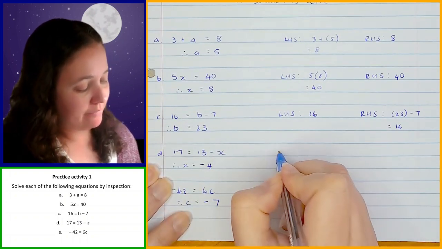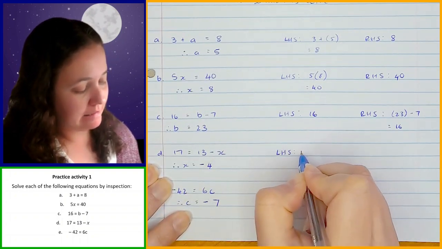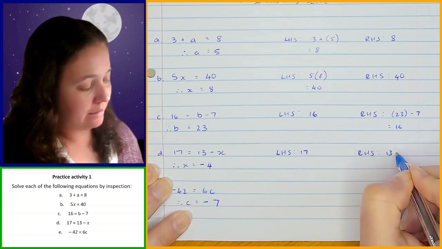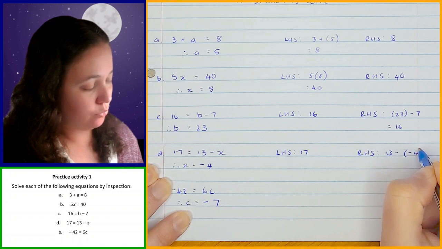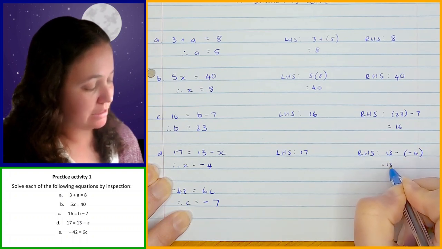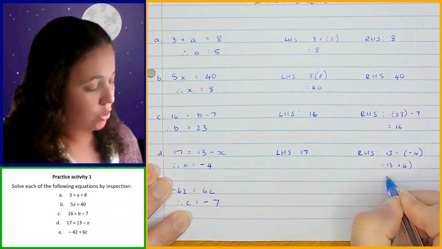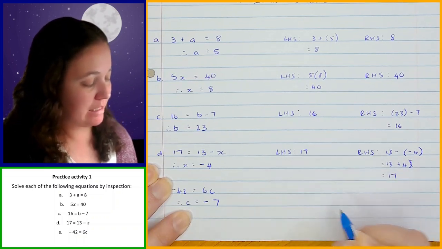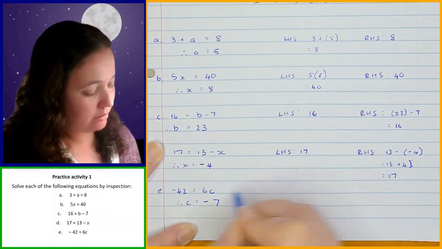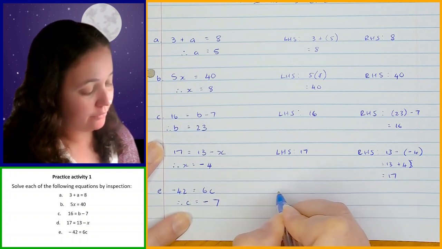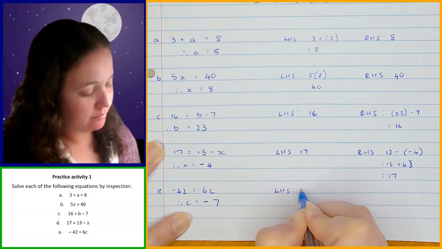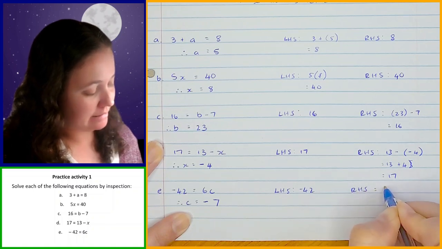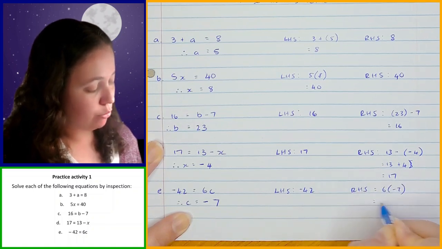For D, my left hand side is 17, and my right hand side is 13 minus negative 4, which is the same as 13 plus 4, which is 17, which is the same as that. And then the last one, negative 42 is my left hand side, and my right hand side is 6 times negative 7, which is negative 42.